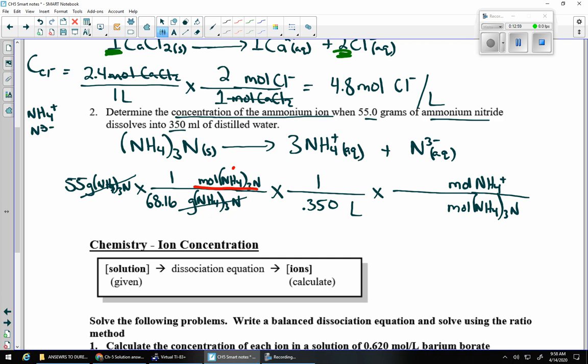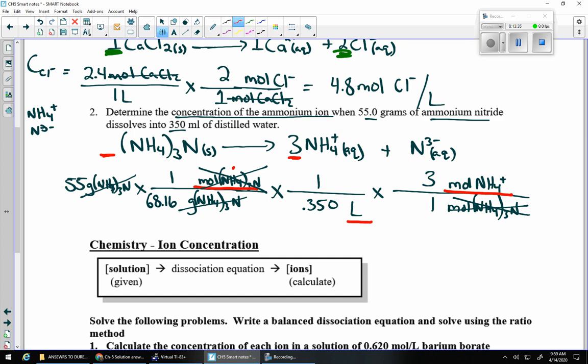Now I go back and look at the mole ratio. It says I've got 3 NH4s for every, and it doesn't actually show it here, for every 1 ammonium nitride. So I know that I have 3 NH4s for 1 ammonium nitride, and I know that my moles of ammonium nitride are going to cross off with my moles of ammonium nitride. What are the only units we have left in this whole thing right now? We have moles of NH4 per liter. Perfect. That's exactly what we wanted.